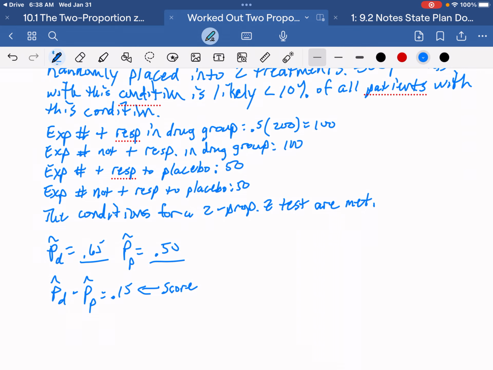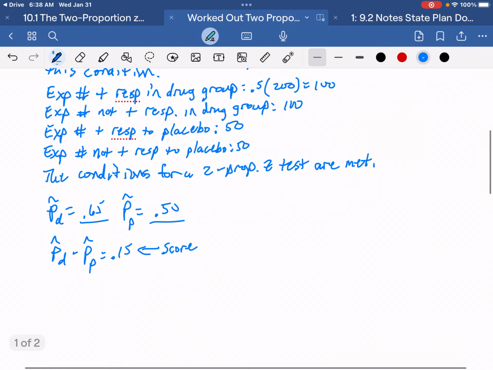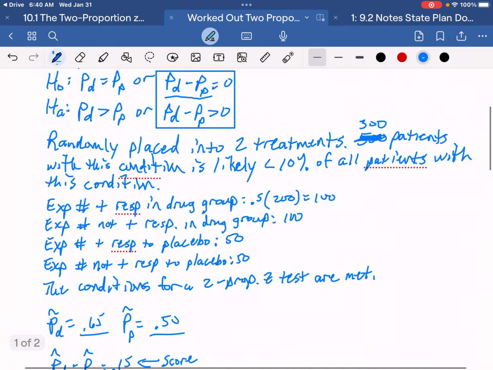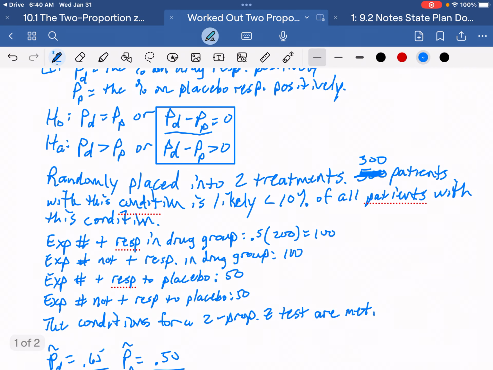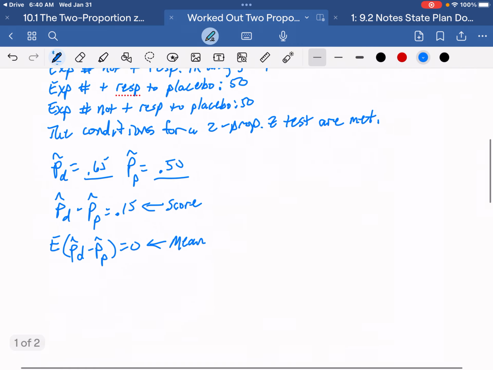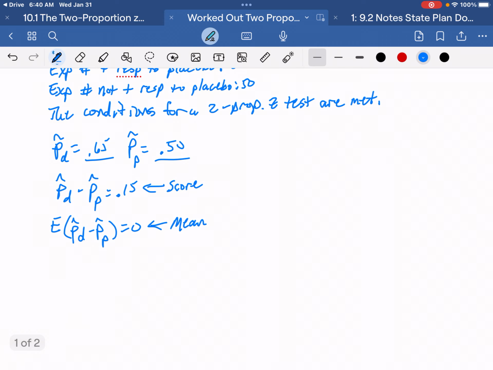That's going to tell you how different they are or not. Now, the expected value of p-hat drug minus p-hat placebo is 0. If your null hypothesis is that they're equal, the difference will be zero, in other words, the two things are equal, and that's what you're always expecting your mean to be. I know it's kind of a weird one, but that's your mean. It's always zero for a 2-prop z-test. Now you've got your score and your mean, and you need your standard deviation.